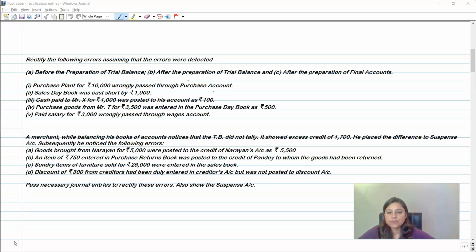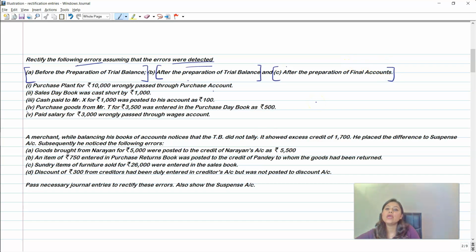So now starting with the first illustration, which says rectify the following errors assuming that the errors were detected. The first scenario is that such errors were detected before preparation of the trial balance. The second scenario is that after preparation of the trial balance but before preparation of the final accounts. And the third one is after preparation of final accounts such errors were detected.